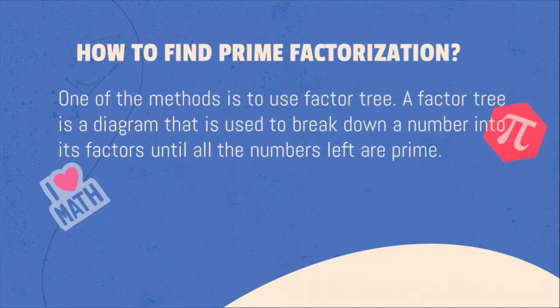But how to find prime factorization? One of the methods is to use a factor tree. A factor tree is a diagram that is used to break down a number into its factors until all the numbers left are prime.